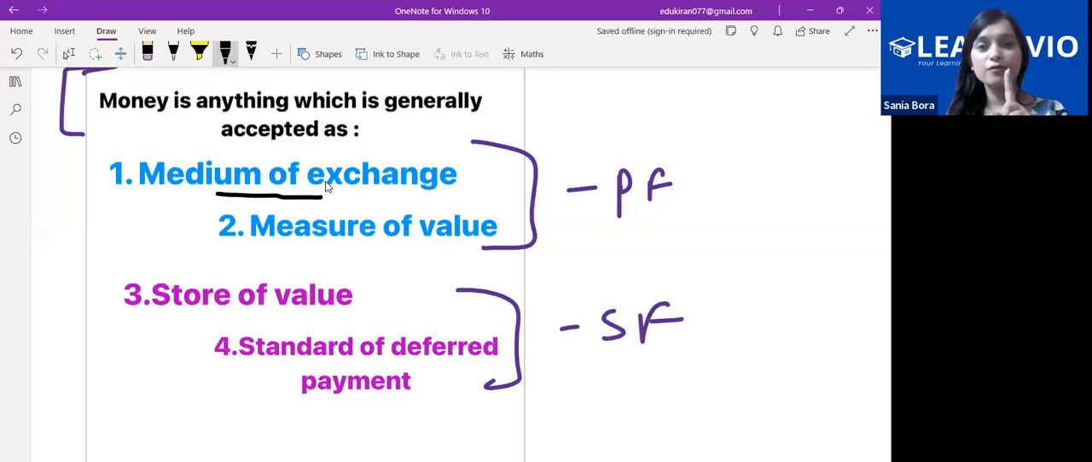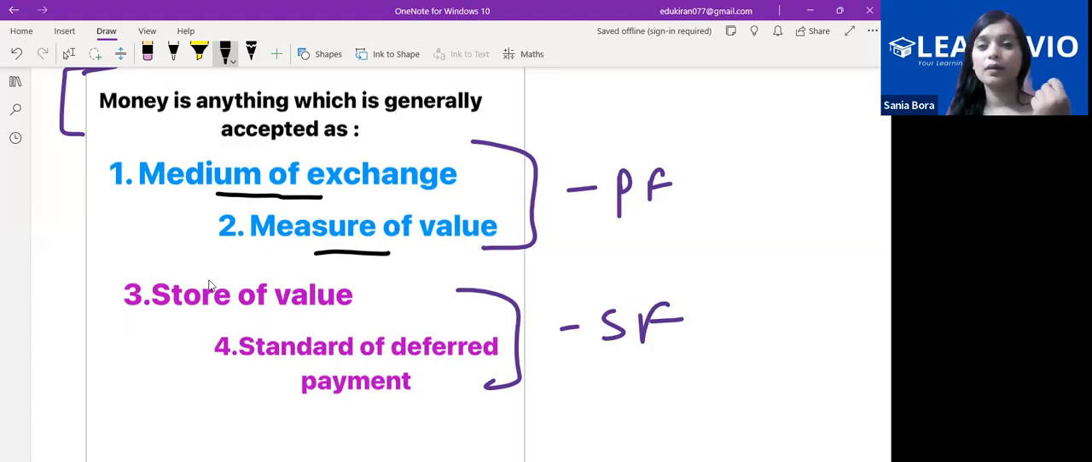That means if I want to purchase it from you, I will give you money and you will give it to me. Right? So everybody is going to accept it. Second, measure of value. For example, I have to measure it. This is a pen and this is a board. So who is more valuable? In terms of money, I can compare it. I can measure that this is for 10 rupees, that is for 100 rupees. So measure of value.